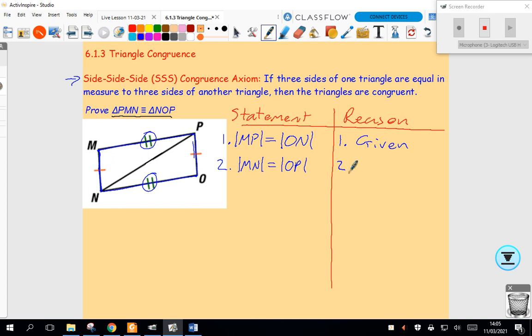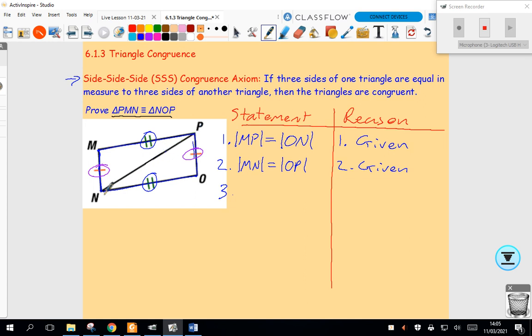So my reason here is also given. How do I know that? Well, we're given here that these two sides are equal. It's given in the question. And then finally, the third thing is I'm going to say this side from the top triangle.